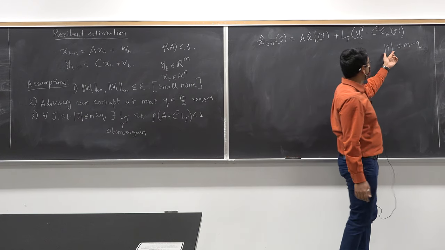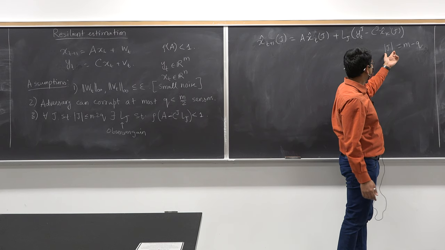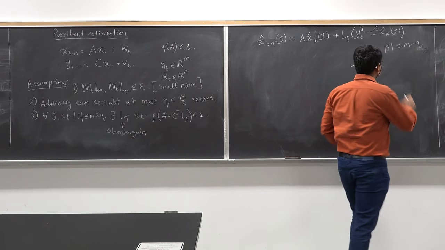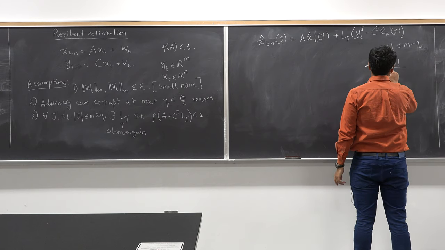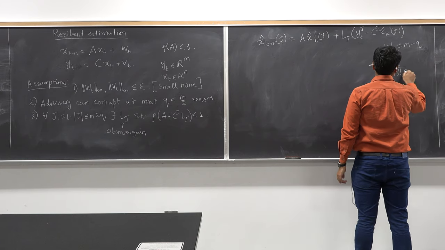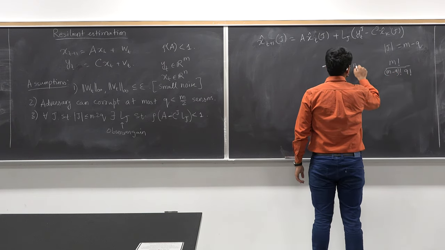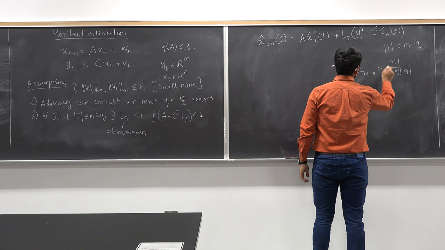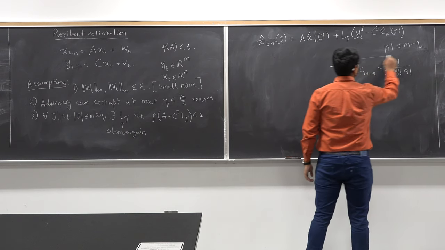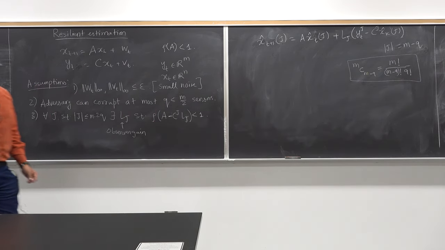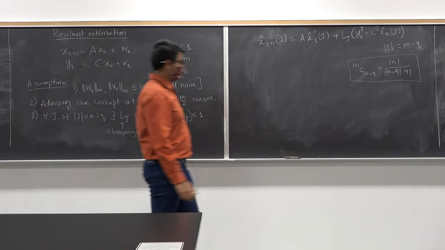How many such filters do you have to run? So how many types of set J are there such that the cardinality of J is M minus Q? Well, that's equal to M factorial over (M minus Q) factorial times Q factorial. So this is M choose M minus Q. So you have to run these many estimators in your computer, okay? Not an easy task, by the way, but you have to run so many estimators in the computer.